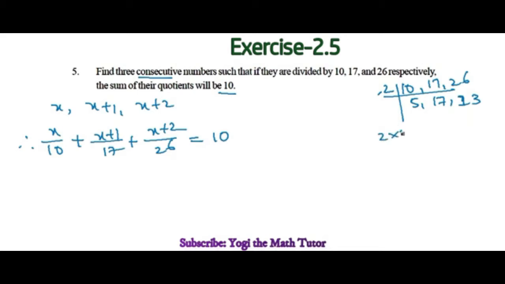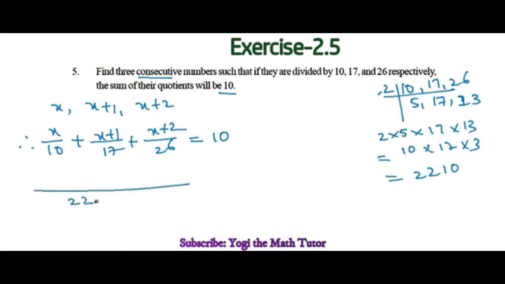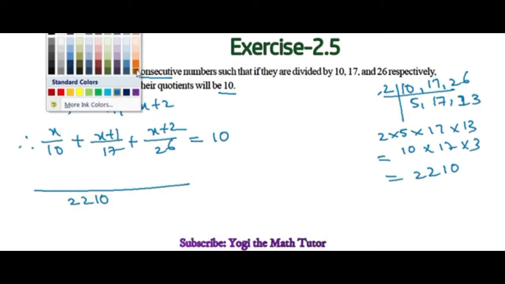So the LCM of these denominators is 2 into 5 into 17 into 13, that is 10 into 17 into 13. Then you will get the answer 2210. So the LCM of these 3 denominators we are getting is 2210. Now you can take it as the denominator, 2210. Now you can convert the denominators.